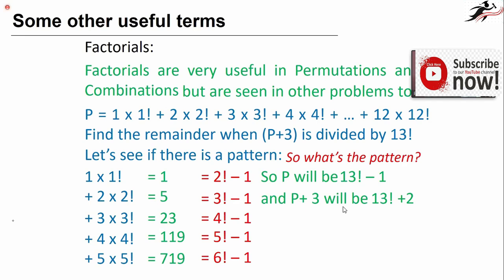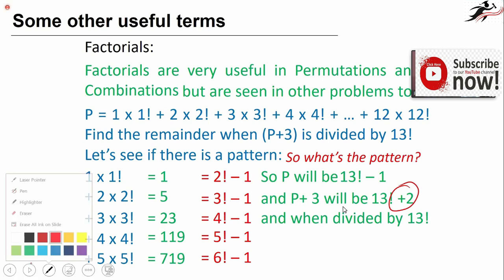Now 13 factorial plus 2, divide it by 13 factorial. So 13 factorial plus 2 divided by 13 factorial. Can I say 2 will be the remainder? The rest of the part is completely divisible, making my remainder 2.